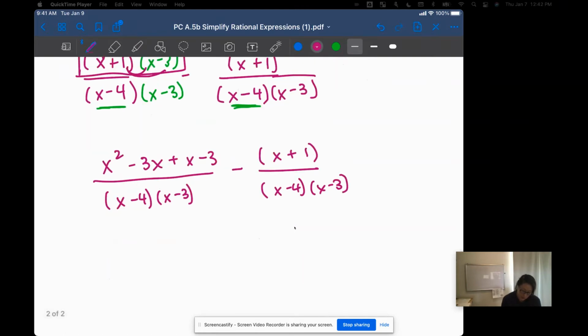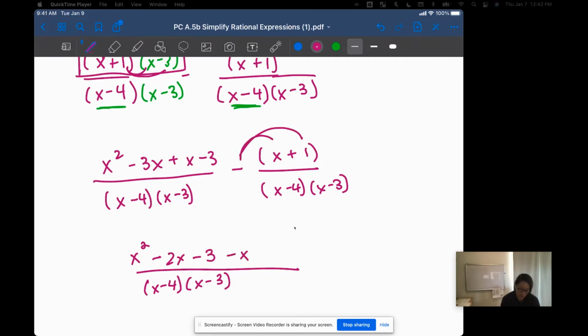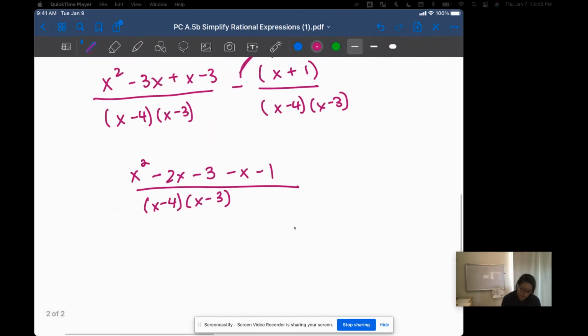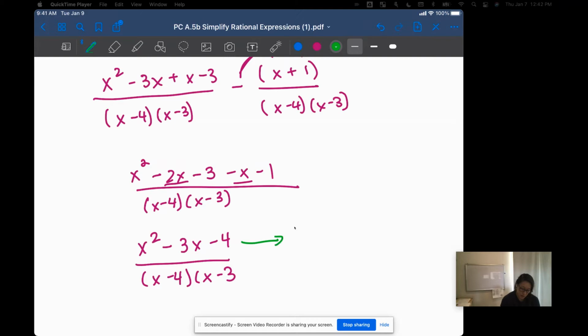Okay, let's write this expression with a common denominator. So I have x minus 4 times x minus 3. Let's see, the first fraction gives me x squared minus 2x minus 3. The second fraction, I need to distribute the negative, so negative x minus 1. Combine my like terms, I get x squared minus 3x minus 4 all over x minus 4 times x minus 3. Now I need to factor the numerator.